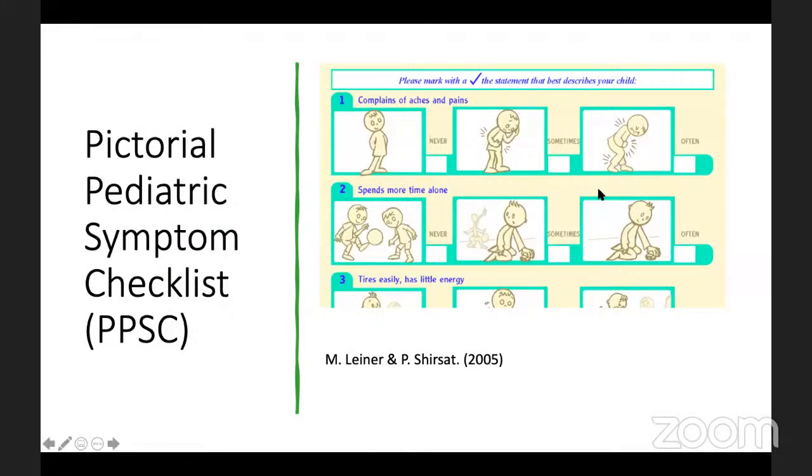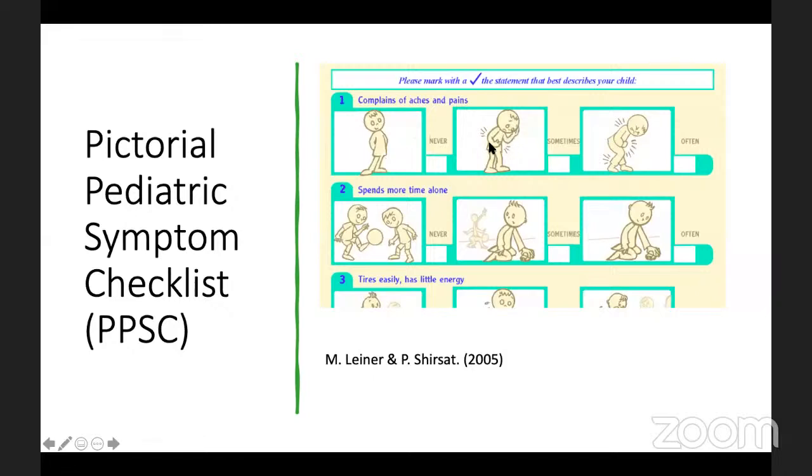Now, since we are dealing with children, it was a good idea to incorporate the pictorial version of it. This is the Pictorial Pediatric Symptom Checklist, PPSC, in English, which was developed by Leiner and Shirsat in 2005. So as you can see, instead of just seeing the word never, sometimes, or often, these pictures would be easily comprehensible to children. So even if they were the ones looking at the checklist, they can easily relate to how they are feeling.